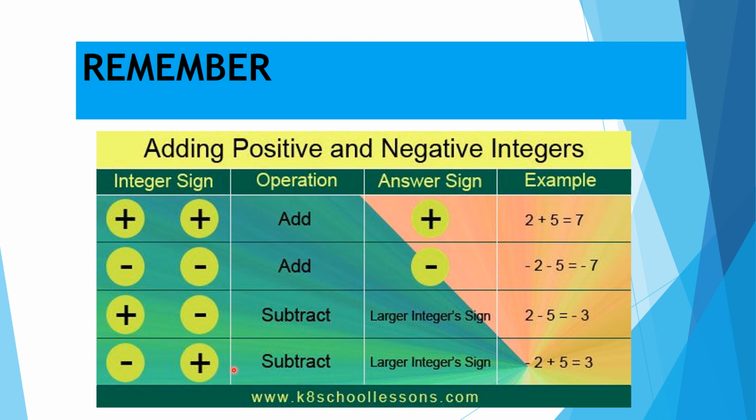Minus plus, again you subtract. Minus 2 plus 5. Again you subtract 5 minus 2, 3, and the larger integer here is plus. So you take a positive sign. No sign means it is a positive sign.